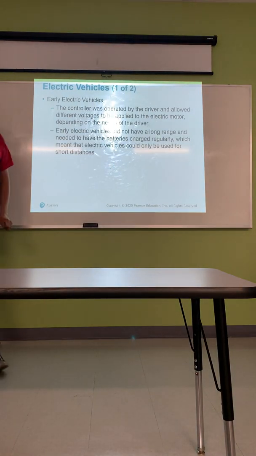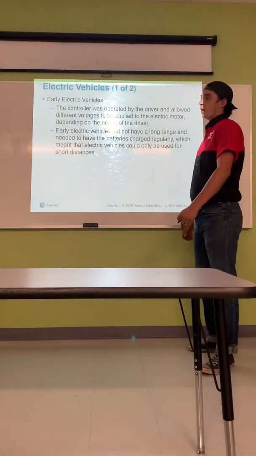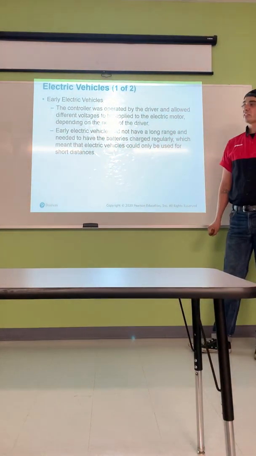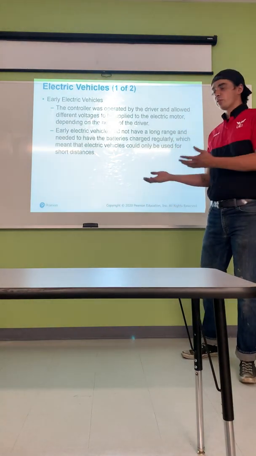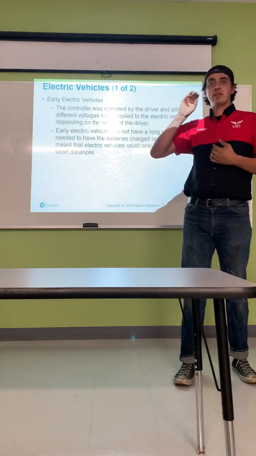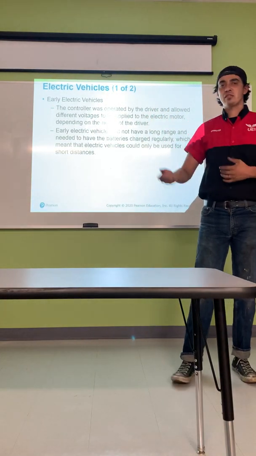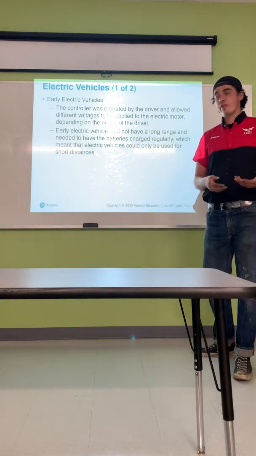Early electric vehicles. The controller was operated by the driver and allowed different voltages to be applied to the electric motor, depending on the needs of the driver. So in different scenarios where you need to accelerate harder, or you're just going to be cruising, they monitor and adjust the voltage that's going to the electric motors to give you the correct amount of power that is being needed by the driver.